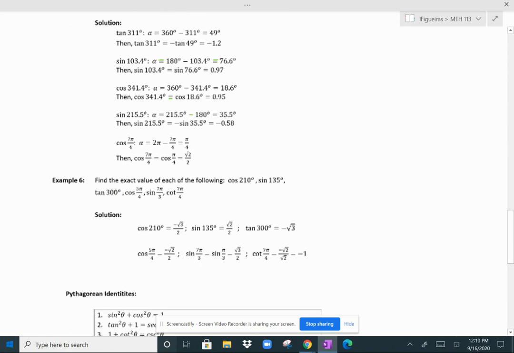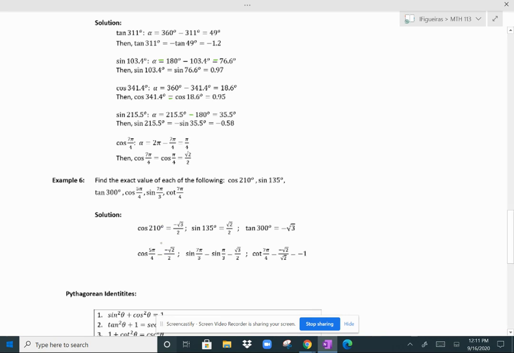All right, so here we want to find the exact value of each of the following. Exact value means this is going to be something we're able to do without the use of a calculator. All of these will work out to be angles that we know, so either a 30, 60, or 45 degree angle, but they could be in different quadrants, which means the signs, the positives or negatives, could change.